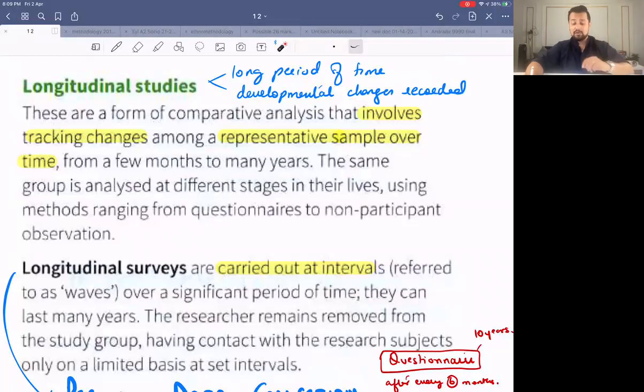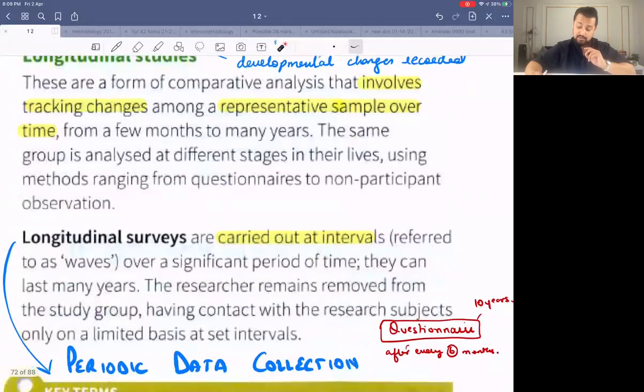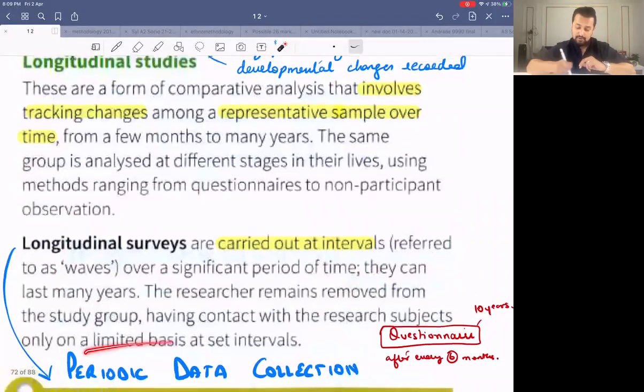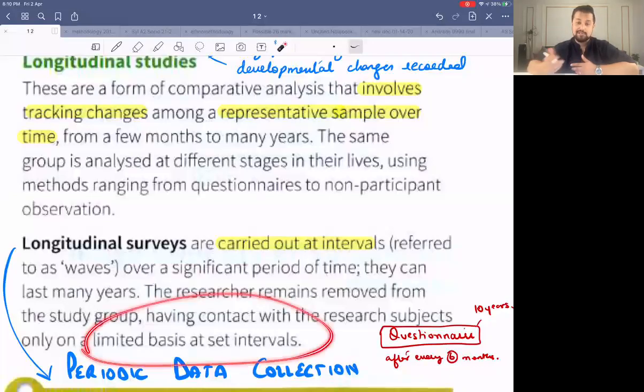So you collect data at intervals or waves, the term written over here, or you could use the term periodically. Longitudinal surveys are carried out at intervals referred to as waves over a significant period of time. They can last for many years. The researcher remains removed from the study group, having contact with the research subjects only on a limited basis at set intervals.